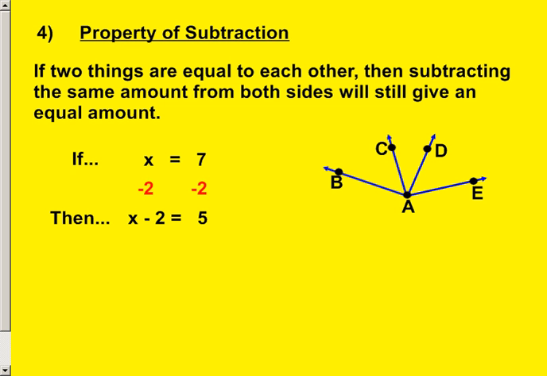Okay. And of course, this property can show up in geometric problems as well. Here we have a whole bunch of angles attached to a single vertex A. And let's say we have information that the measure of angle BAC, which is the little guy in the upper left, is equal to the measure of angle DAE, which is the little guy in the upper right.